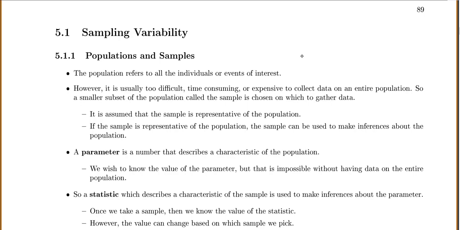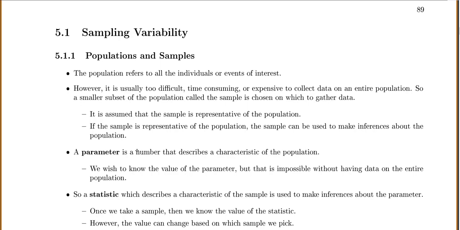Again, our population refers to all of our individuals or events that we're interested in. But usually it's going to be too difficult or too time-consuming or expensive to collect data on an entire population. So we look at a smaller subset called our sample. And we assume that our sample is representative of our population. And if it is, then our sample can be used to make inferences about our population.